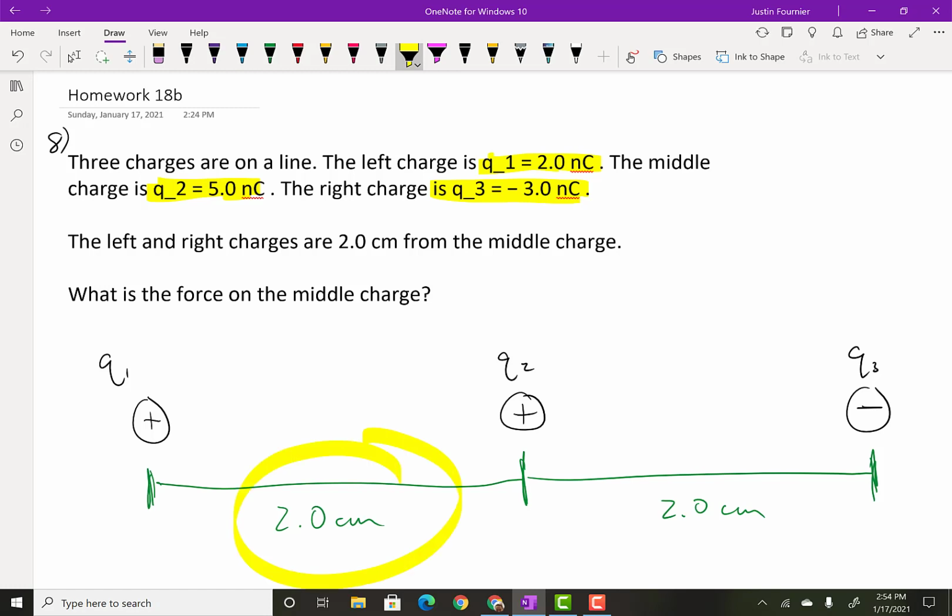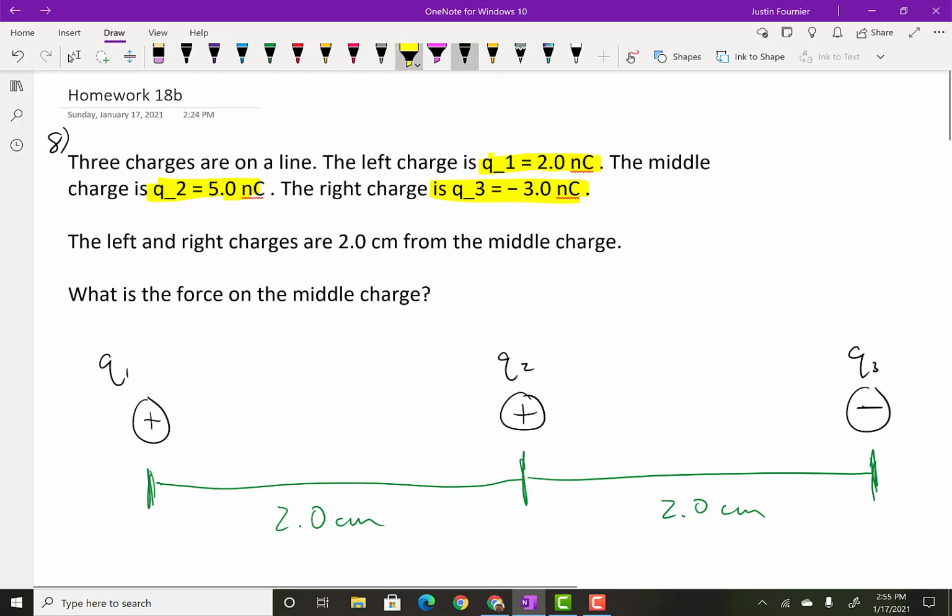So I drew a diagram here, which is what I recommend you do. Lay out all three charges. This is the negative one right here, 2 centimeters away from the middle charge. Both of them are 2 centimeters away from the middle charge.